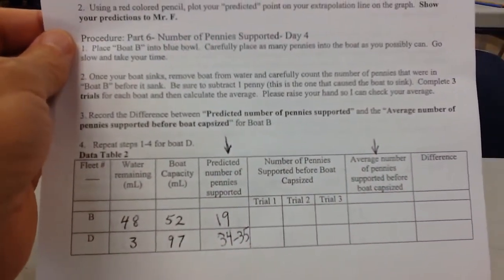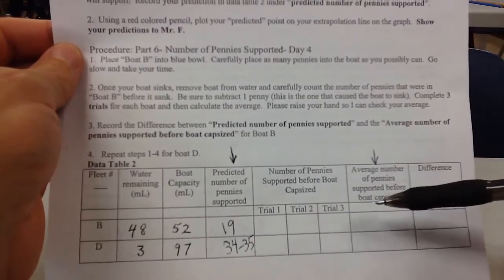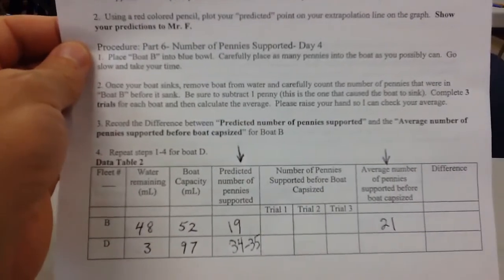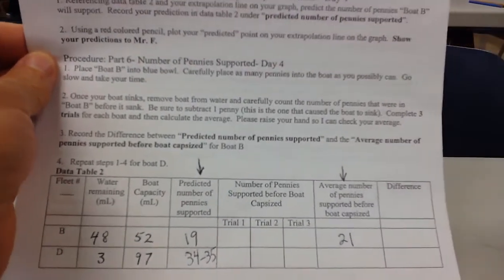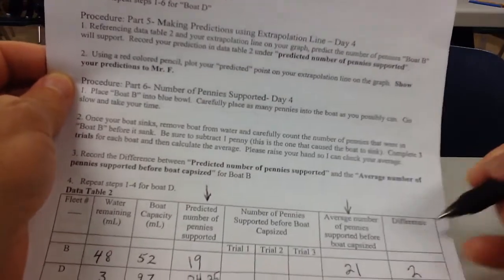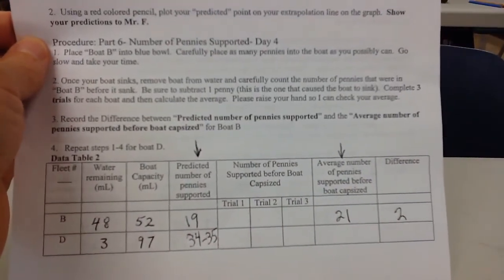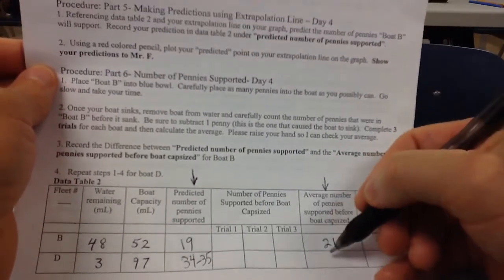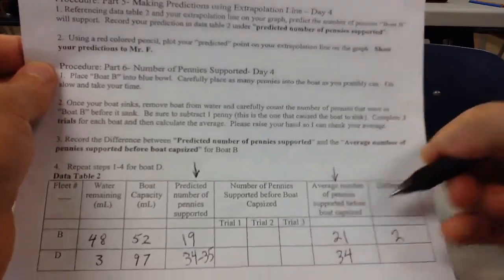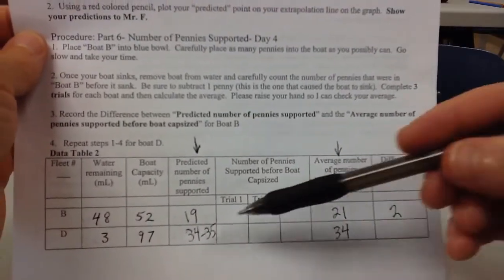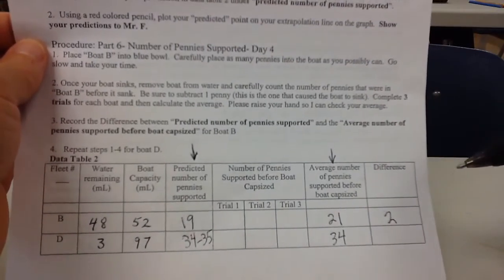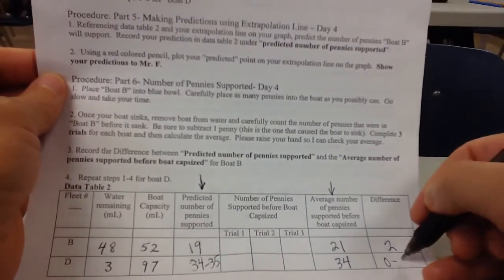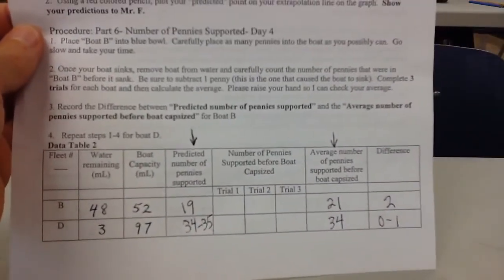So hypothetically, let's say I add these 3 up and I find out that the average was 21. So the difference between 21 and 19 would be 2. So I just write 2. If the next one was 34 to 35, and let's say it turns out to be 34, well, the difference between my prediction for the first number would be 0. 34 minus 34 is 0. And my difference between 34 and 35 would be 1. That's how I arrive at the difference.